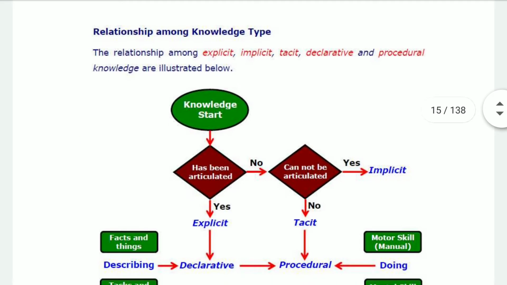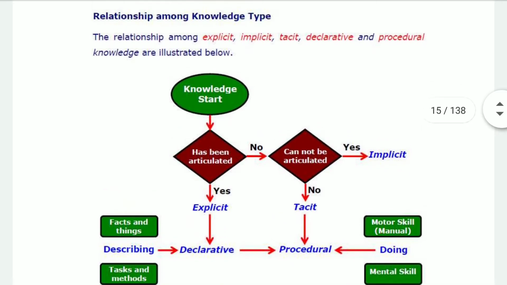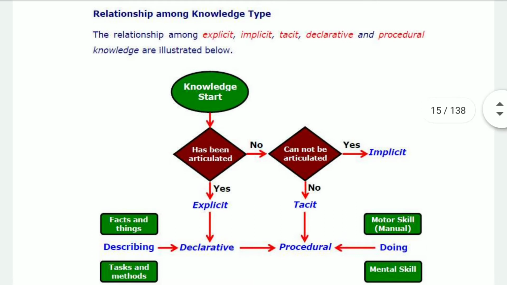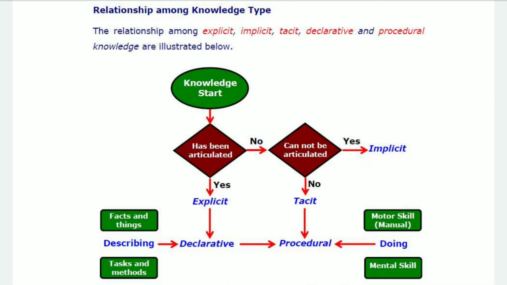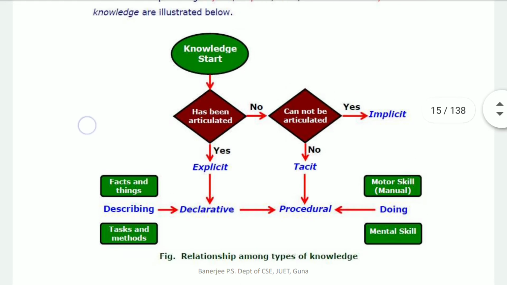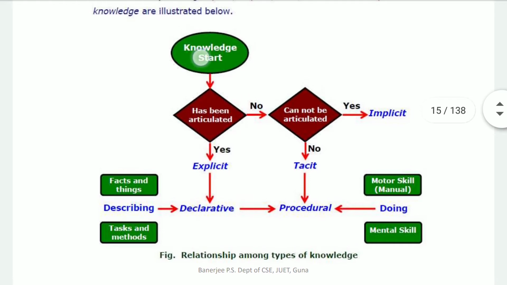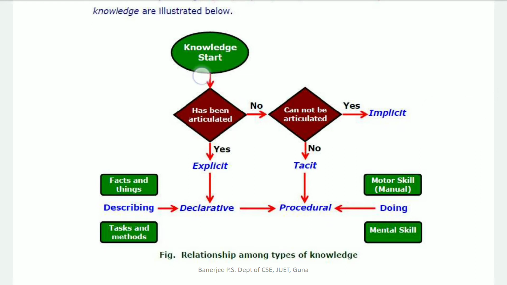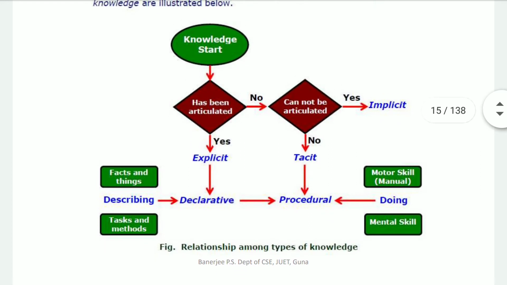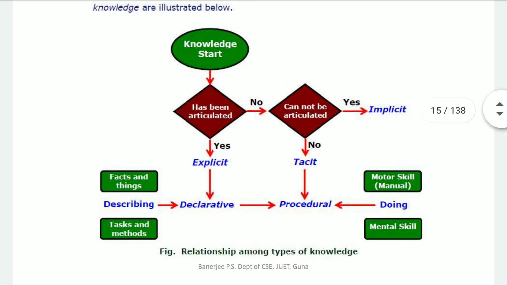Now comes this important stuff, that is the relationships among the knowledge types. The relationship among the explicit, implicit, tacit, declarative, and procedural knowledge is illustrated below. You have to understand and then remember this diagram. Let us start from here, the top. Knowledge starts, that means you have gained some fraction of knowledge. Can this knowledge be articulated? And if it has been articulated and the answer is yes, I call it explicit knowledge.